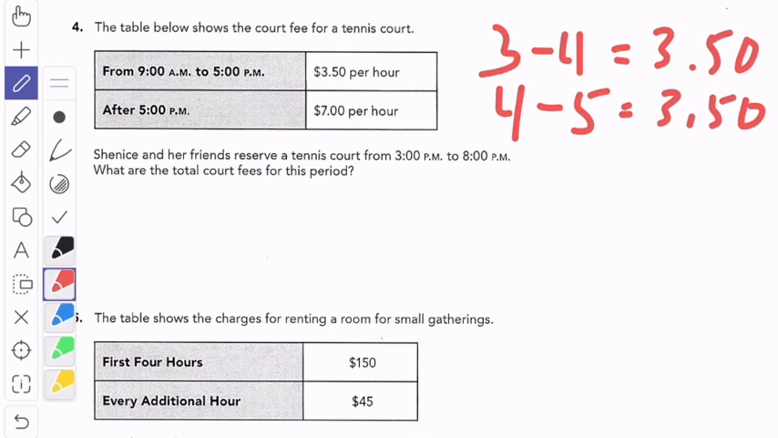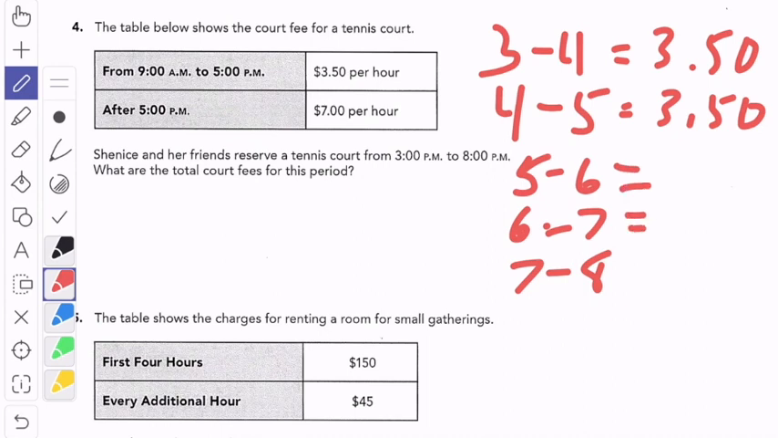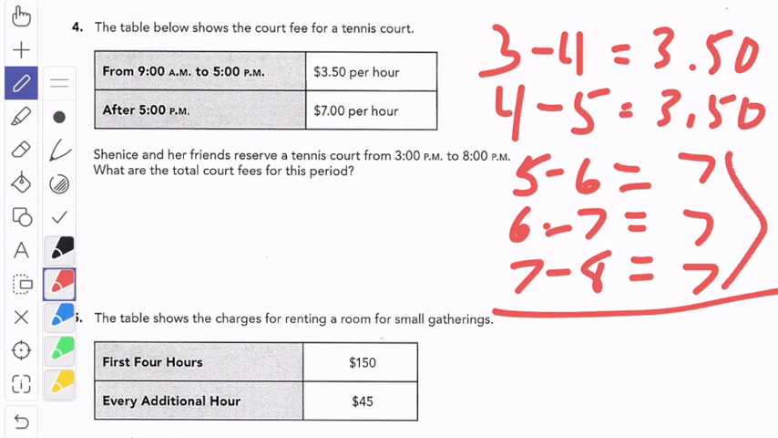So then we're going to 8 o'clock. You could list them out like this: 5 to 6, 6 to 7, 7 to 8. But you could quickly realize that that's going to be 3 hours. So each one is 7. So you could do 3 times 7 if you wanted. But anyway, we have to add all these up. So I have 3 times 7 is 21, and then 3.50 and 3.50 is 7. So you should be able to figure out that answer.